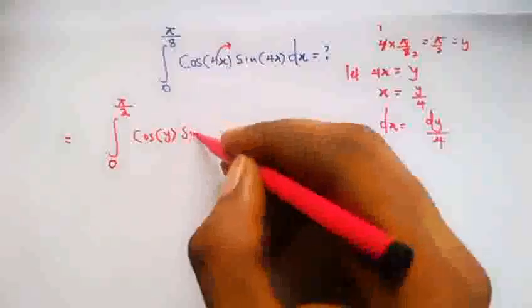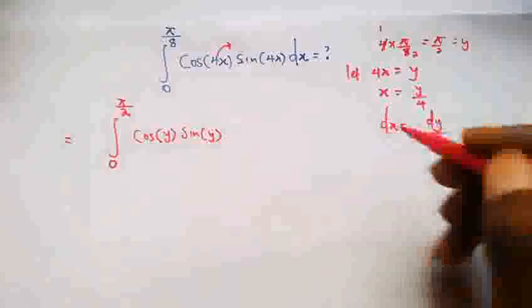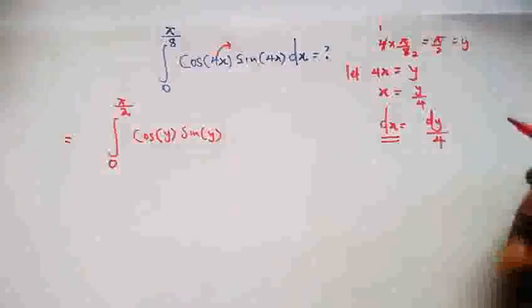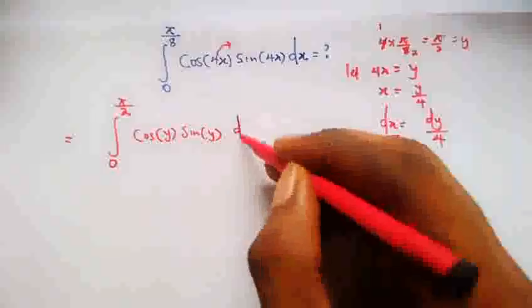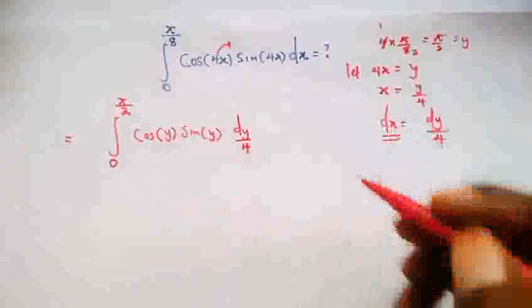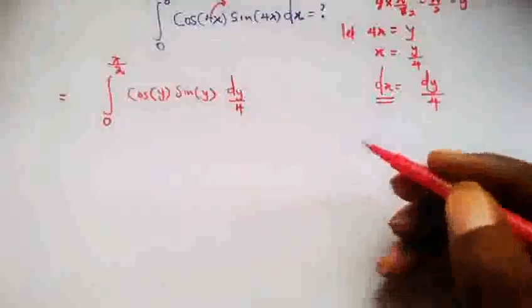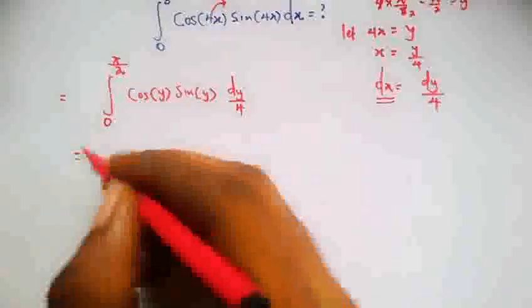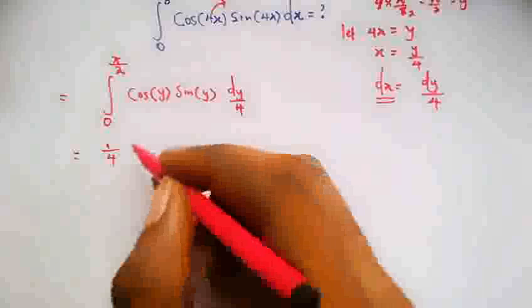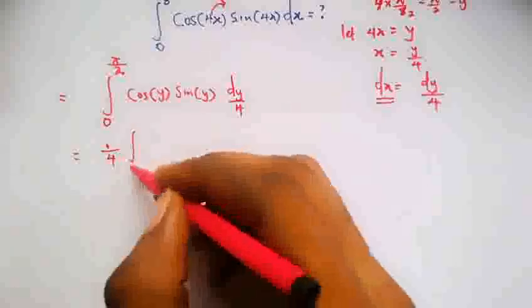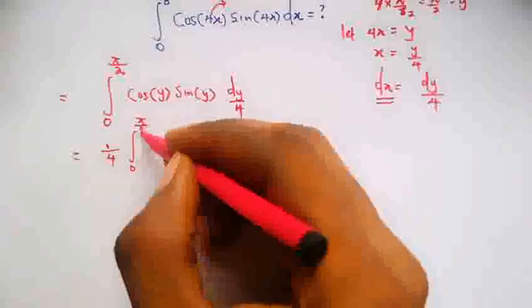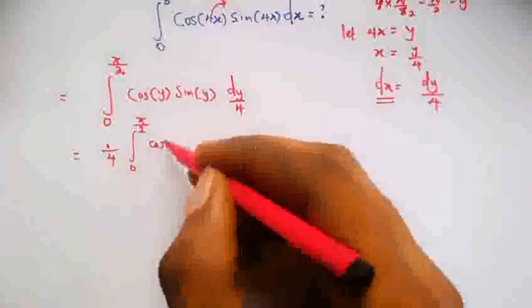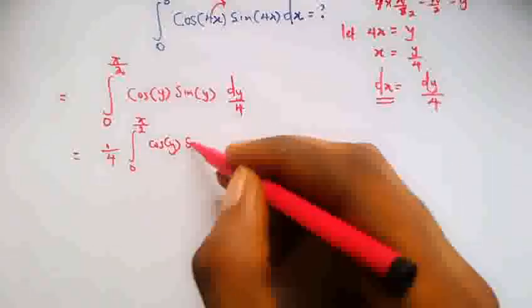Okay, now we have the cosine function of y, since we let 4x equal to y, and the sine function of y. Okay, so what is our dx? So this is our dx here. Our dx is dy all over 4, dy all over 4. Okay, now we're going to factor this 4 out of the integral sign.